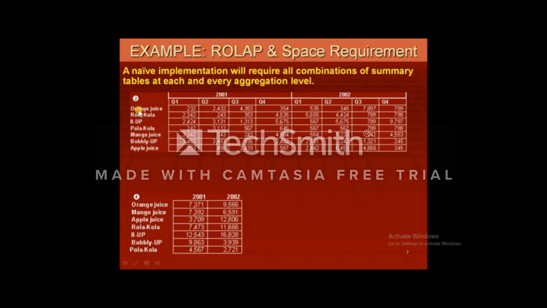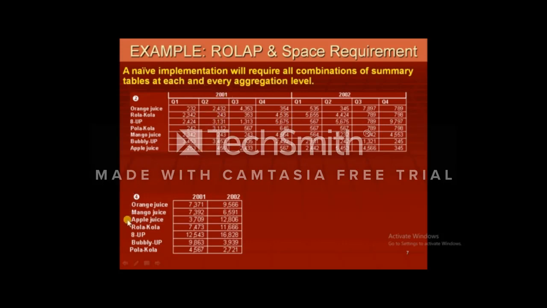So this is saying the orange juice was sold in quarter 1 for this price, and similarly orange juice was sold in quarter 2 for this price, and orange juice was sold in quarter 3 of 2001 with this value, and similarly orange juice was sold in quarter 4 with this value in year 2001. Similarly for year 2002 we are calculating this, and similarly for all other items, all the sales values are available for all the quarters in each year.